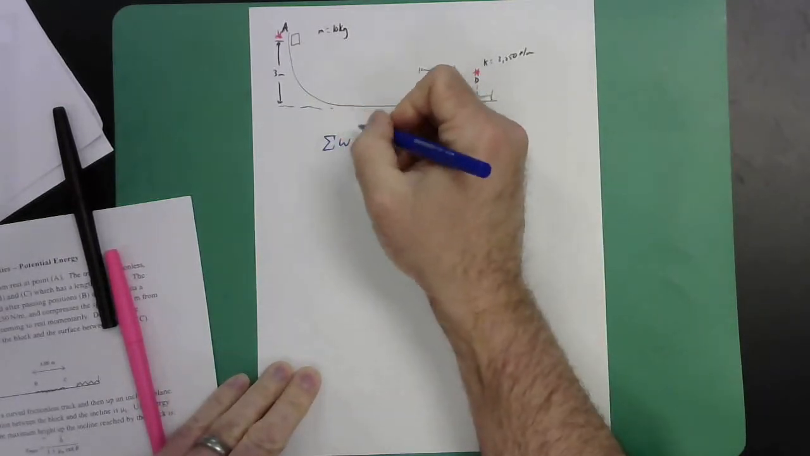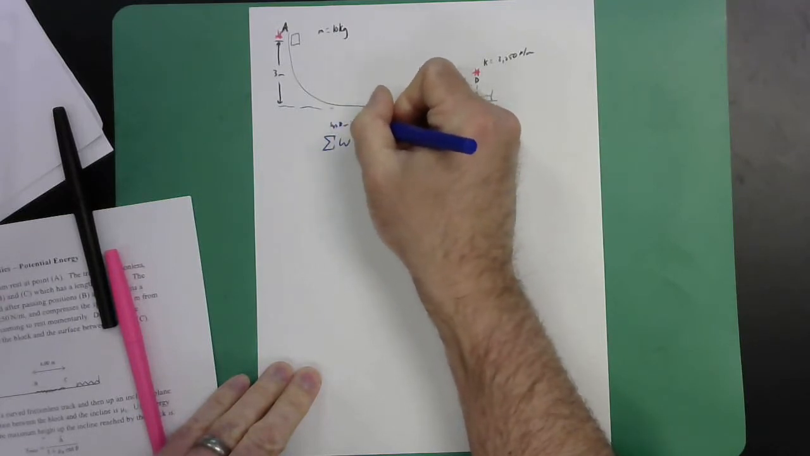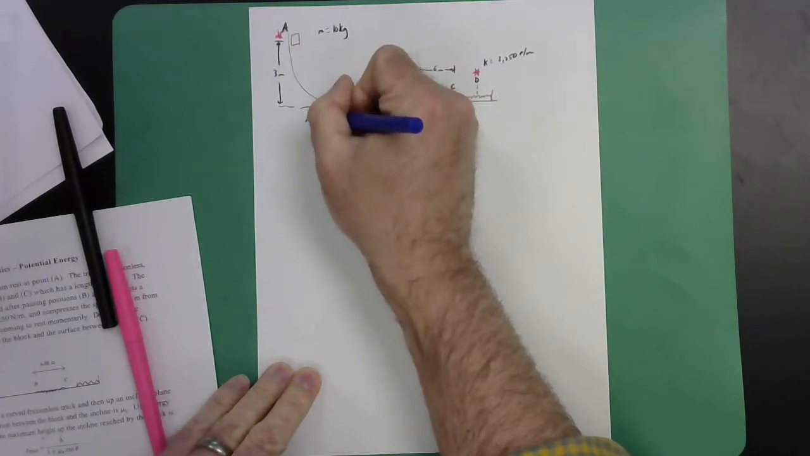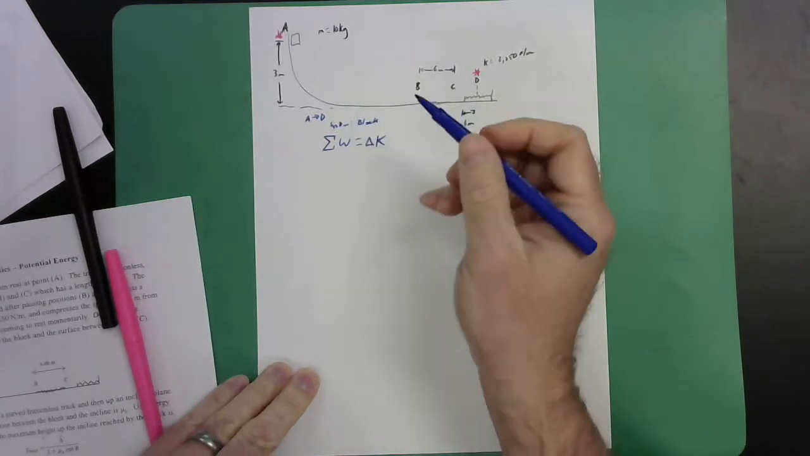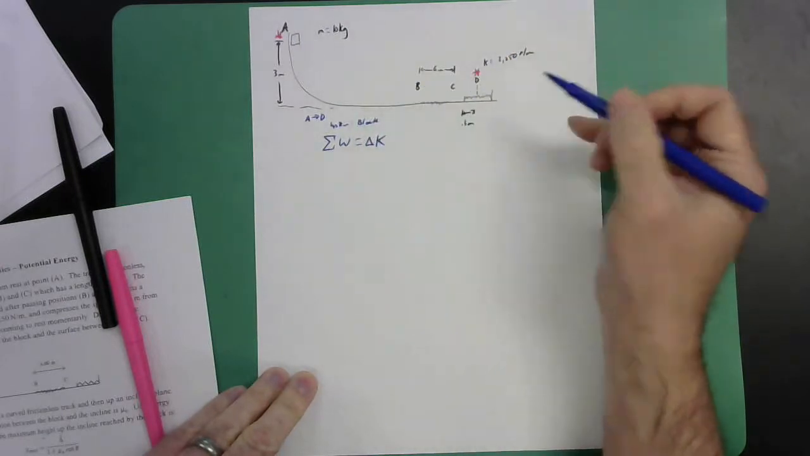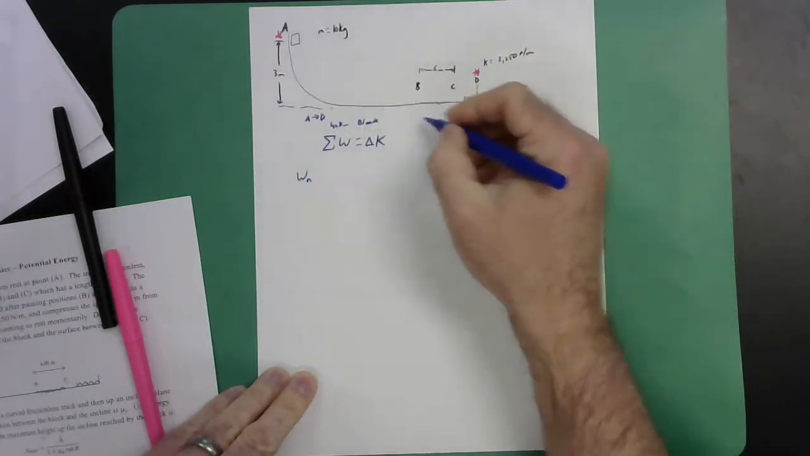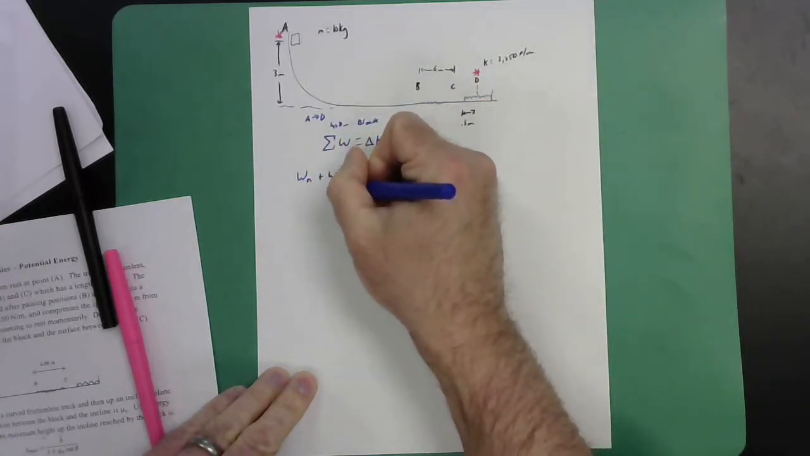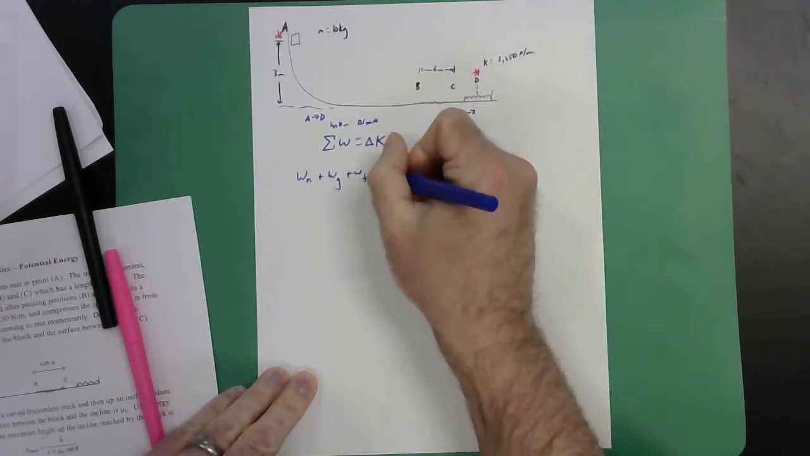This is for my system being just the block, going from A to D. So this equation is specifically set up for that. Here we go. I'm going to put in a work term for every force. So I'm thinking about all the forces that are acting on the block as it goes between A and D. And you say, well, there is a normal force from this surface. There is a gravitational force pulling down on it. There is a friction force when it hits that rough patch, and there's a force from the spring.